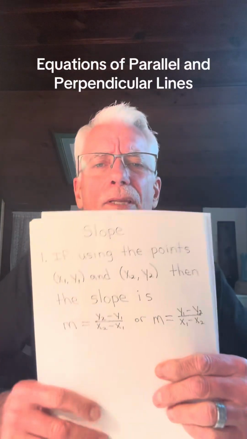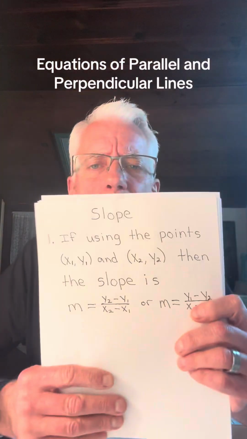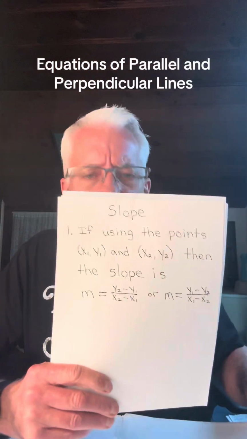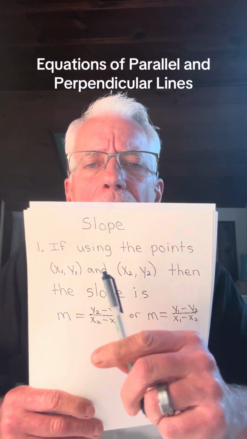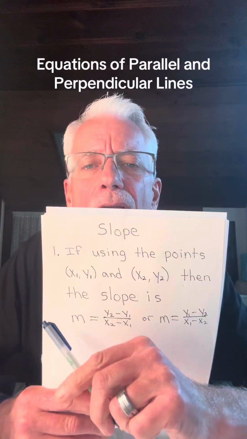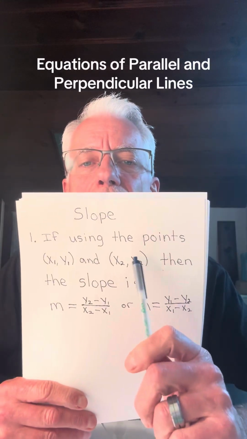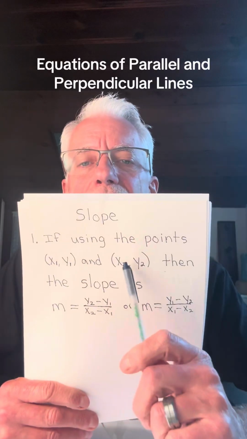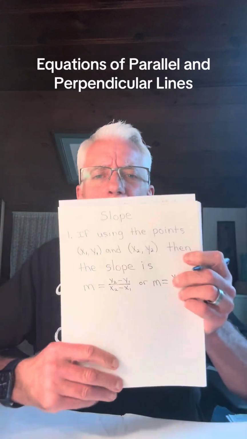So we're going to do equations of lines, and it depends on what the slope is. If using the points x1, y1 and x2, y2, then we use our slope formula. We subtract this y minus this y over this x minus this x. You can do it the other way around, this y minus this y over this x minus this x. You just got to make sure the y's are on top.